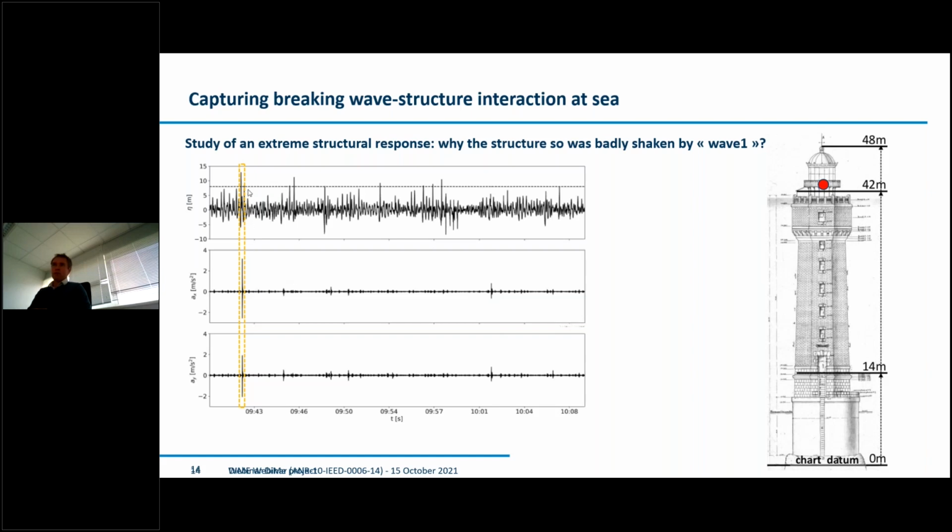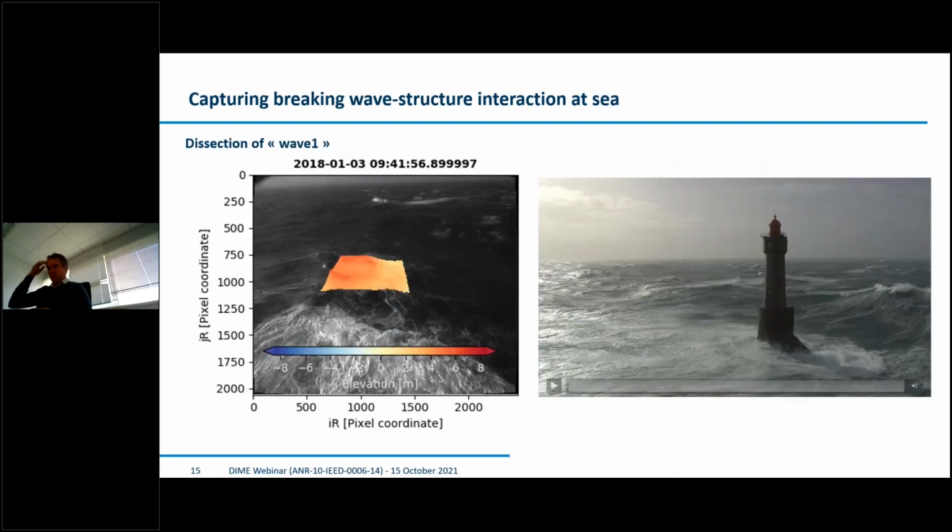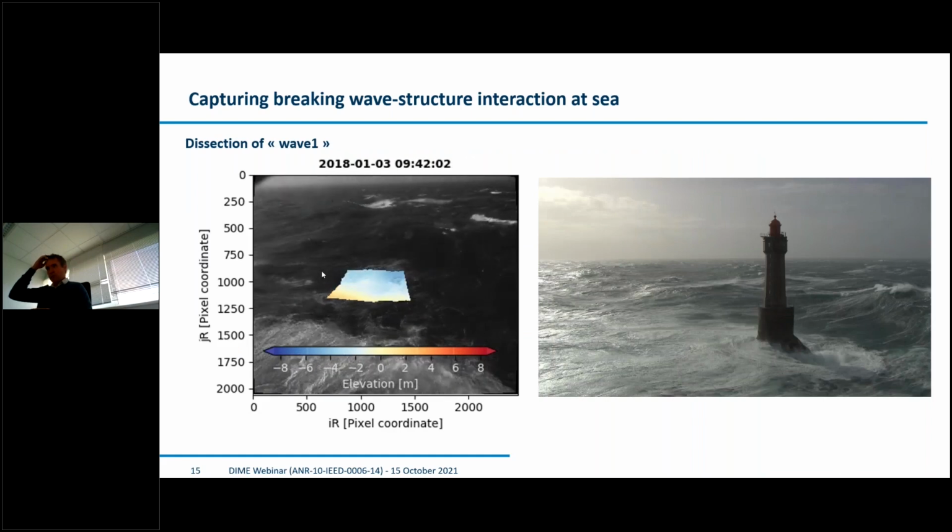If you look at the corresponding wave that we captured with the stereo imaging, you can see that it is quite high. The crest elevation is about 13 meters high, but it's not much higher than a few other events that didn't cause any extreme acceleration of the top. So we tried to understand why this wave was so severe and why it shook the lighthouse so badly. So this wave is this one.